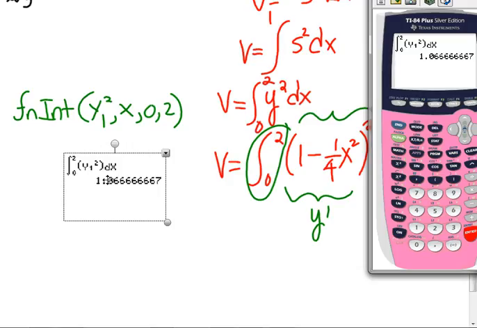Okay, so we're going to do 2003. And I think that, is that the next one in your packet? I'm not sure where my packet is.